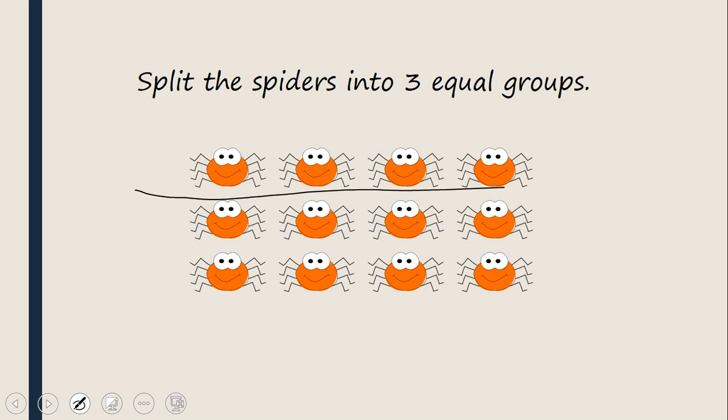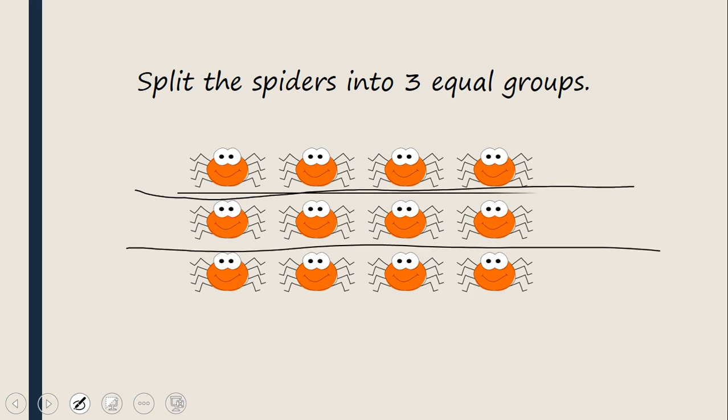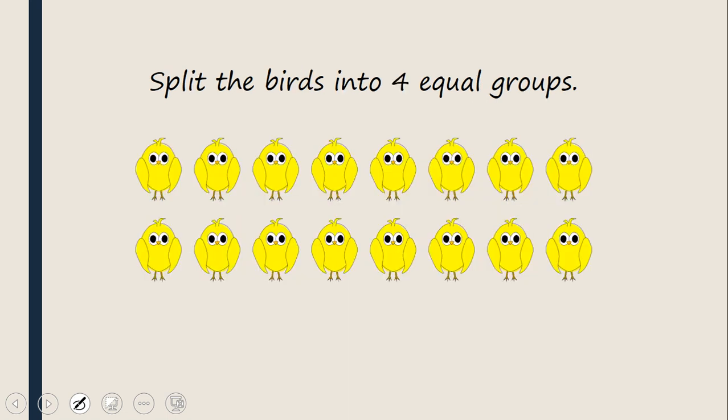Now, if I want to split the spiders into 3 equal groups, what can I do? Hopefully, you are saying a line across, and then each group has 4. I sure hope that you've done that. What about the birds? Okay, how can I split them into 4 equal groups?